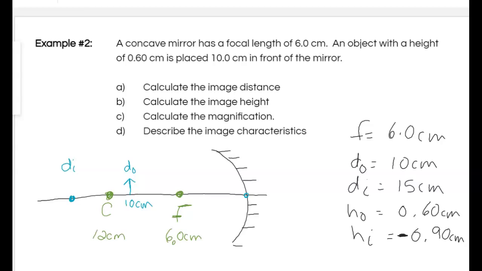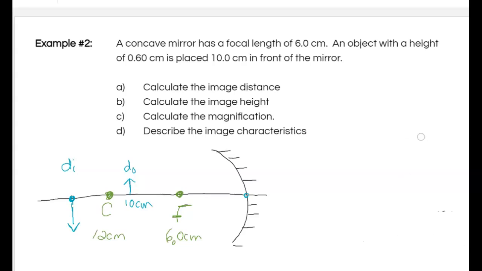And that's not surprising to me because I know that if I have an object between C and F, then my image is going to be beyond C. And it should be inverted. And so the fact that it's inverted here is important, but also looking at its size, right? So if my image height is 0.6, then my image is going to be larger than the original object. And so this is going to allow me to create some SALT characteristics. Okay, so that's what I'm going to do now, is I'm going to do my SALT. So I'm going to do that in red.